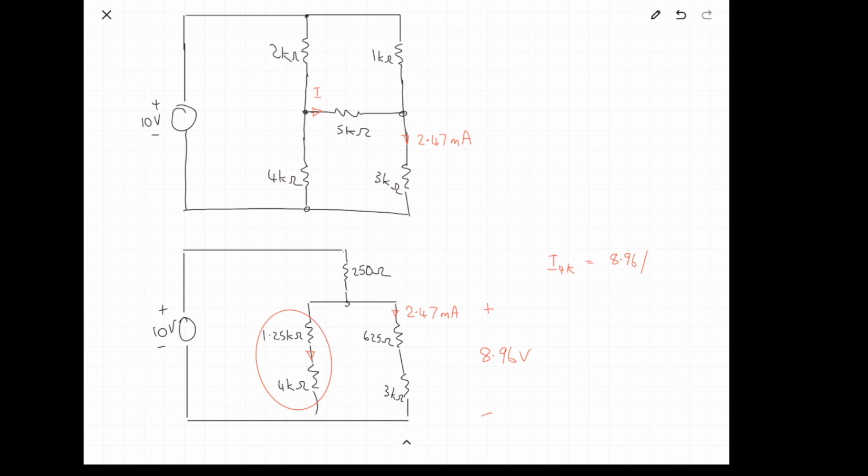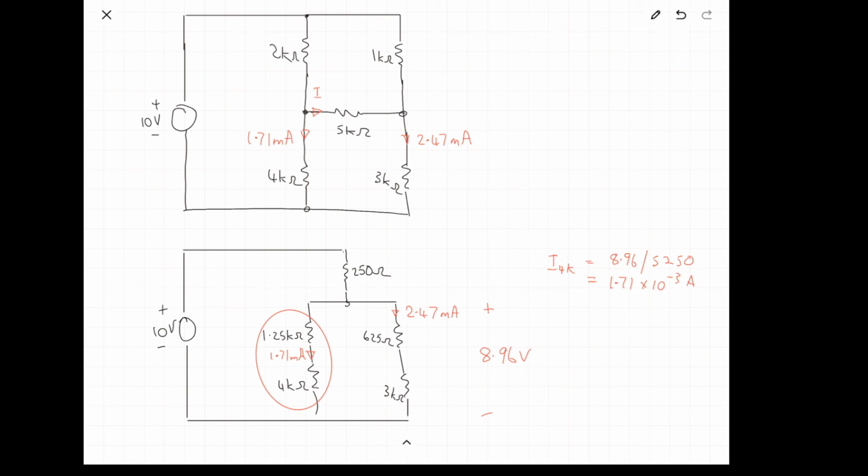Now these 2 resistors are in series, so we just add them up. It's 5,250 ohms. And that gives us 1.71 milliamps. We can now write that current on our top diagram, because the 4K exists on the top diagram, of 1.71 milliamps. So at this point on the top circuit, we still don't have enough information to calculate I. If you look at it, we can't use Kirchhoff's current law because we don't know the current in the upper branches of the circuit.